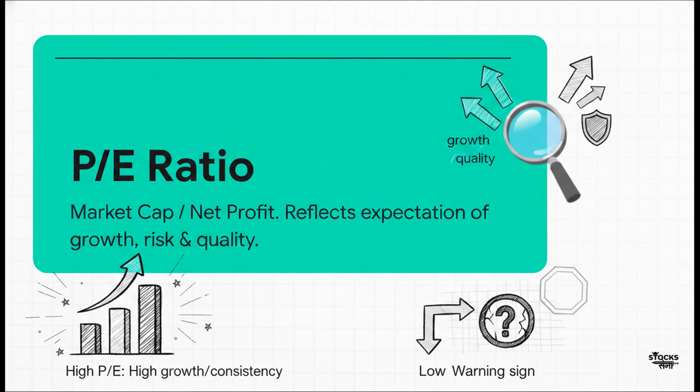Well, as valuation expert Aswath Damodaran points out, the PE ratio reflects the market's expectation of three things: growth, risk, and quality. A really high PE means the market is willingly paying a massive premium because they expect crazy high growth or phenomenal, consistent quality. And like we talked about earlier, a low PE isn't a guaranteed bargain. It can actually be a giant flashing warning sign.